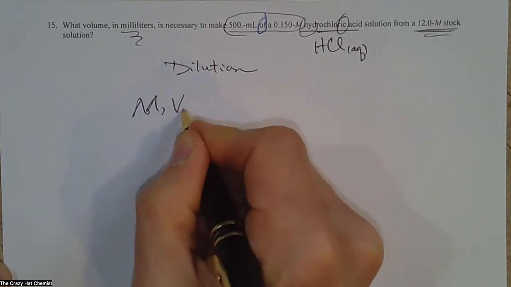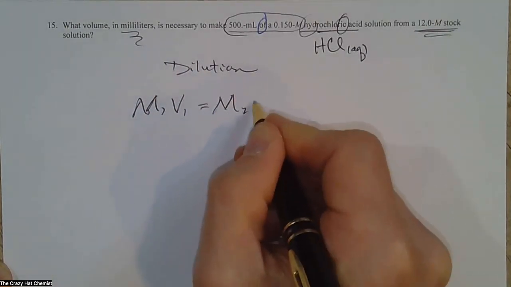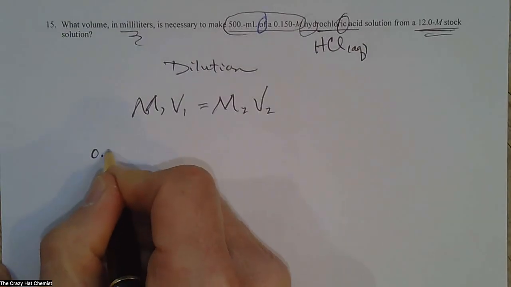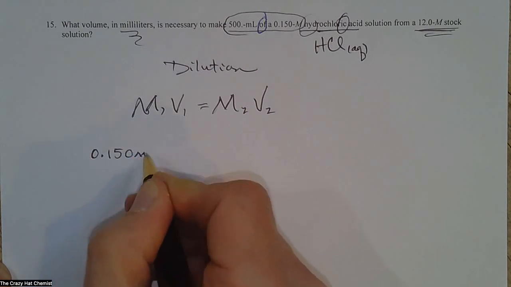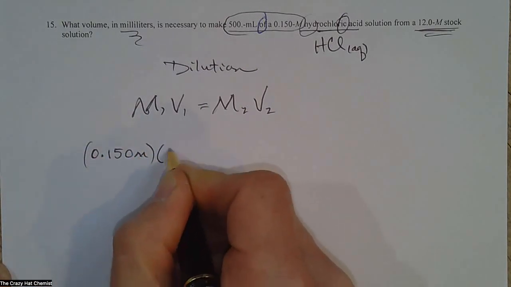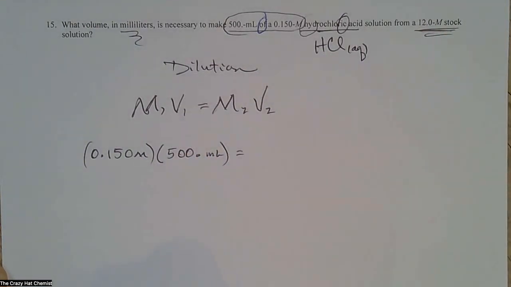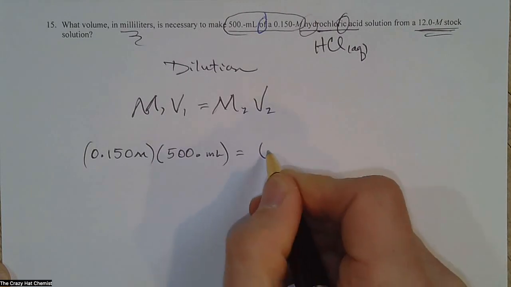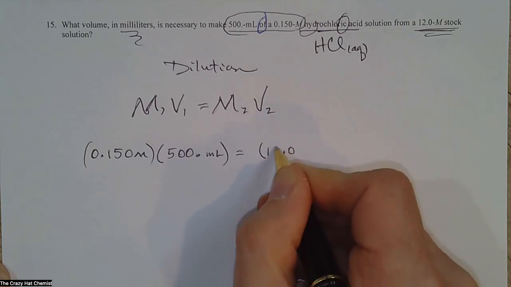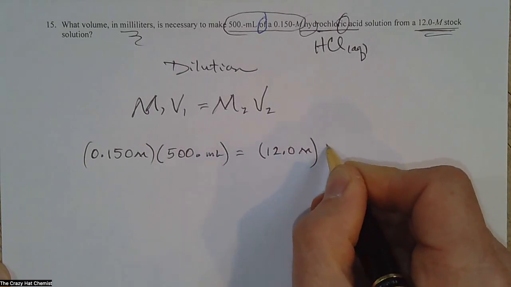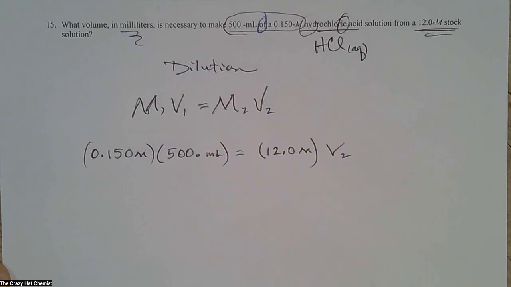Molarity 1 times volume 1 is equal to molarity 2 times volume 2. So the first molarity is 0.150 molar. My volume of that is 500 milliliters. And my concentrated stock solution is 12.0 molar. And I'm solving for the volume 2. It says what volume in milliliters is necessary of that 12 molar stock.